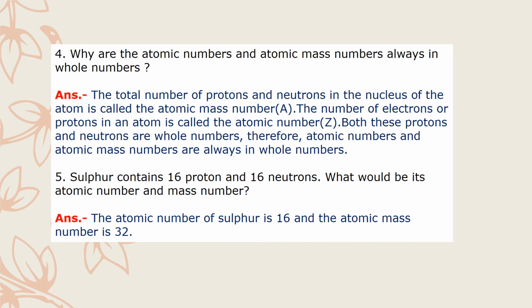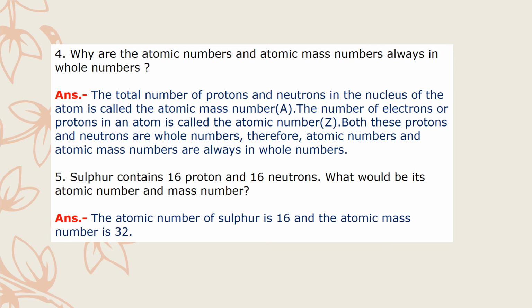Next question. Why are the atomic numbers and atomic mass numbers always whole numbers? The total number of protons and neutrons in the nucleus of the atom is called atomic mass number, that is capital A. The number of electrons and protons in an atom is called atomic number, that is capital Z. Both these protons and neutrons are whole numbers, and therefore atomic numbers and atomic mass numbers are always whole numbers.